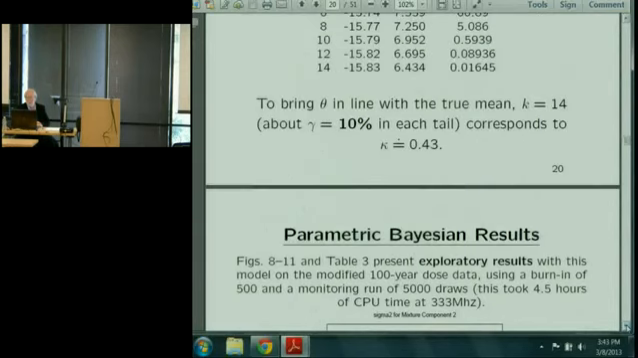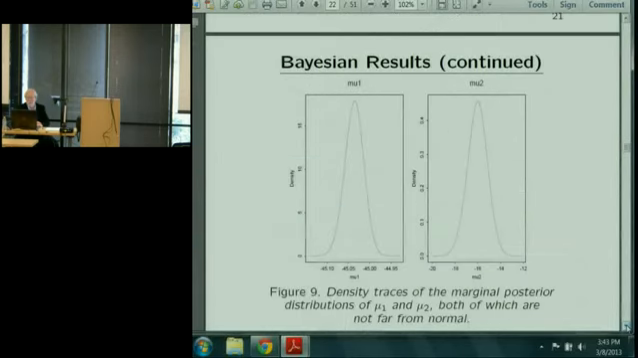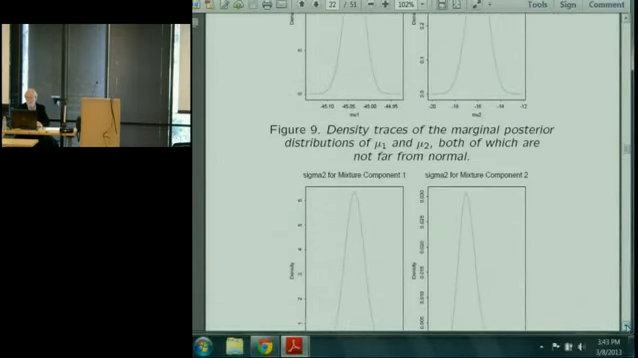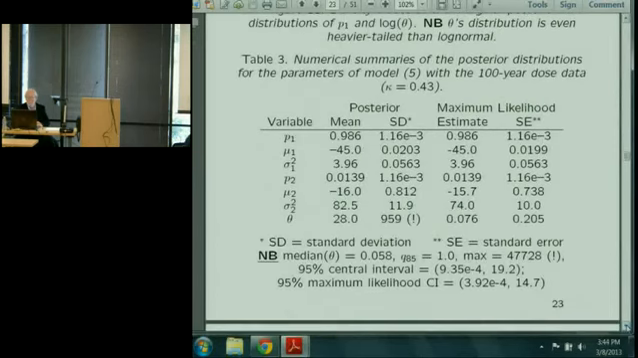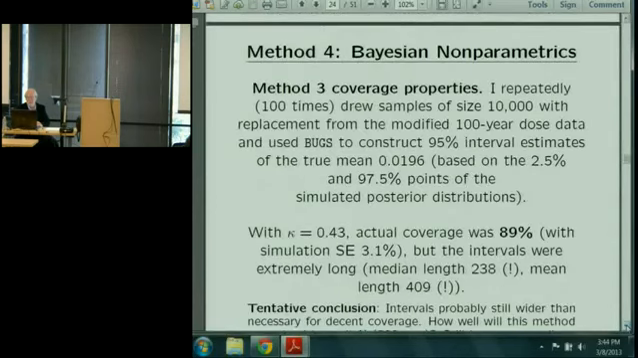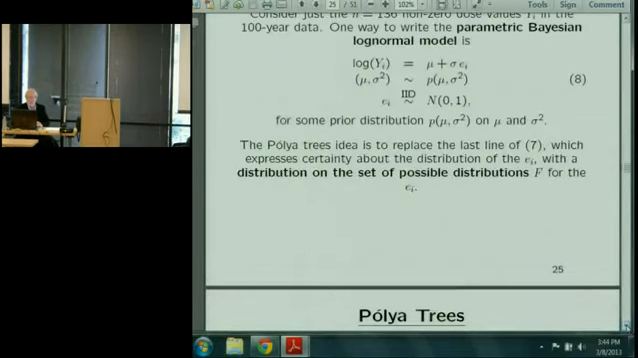I fit parametric Bayesian models in WinBugs with truncated log normal models, and I got reasonable looking results, which I will skip over and you can read later on. Then I used Bayesian nonparametrics. I built a polyetry prior, and there's some stuff in here that will imitate what you saw before about how polyetries work.